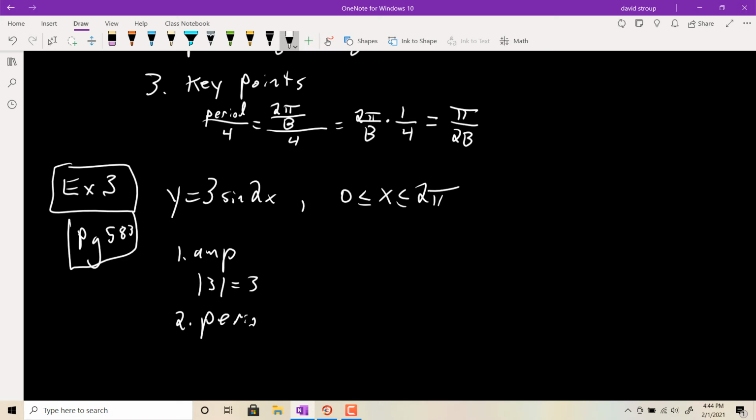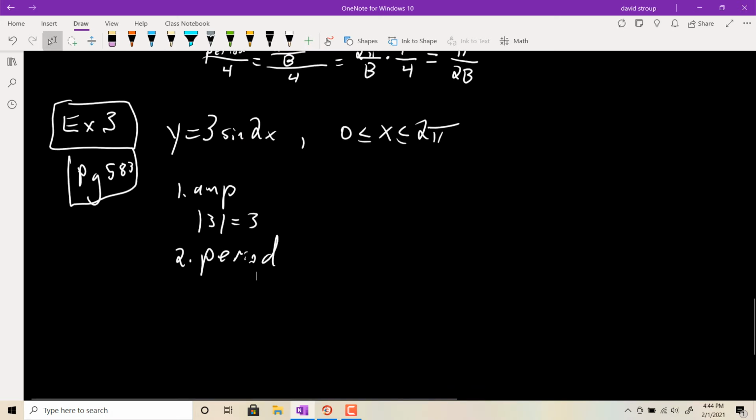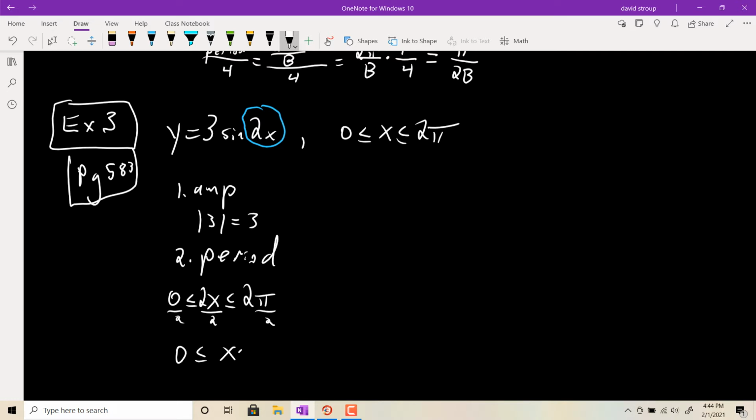The period then is a little different now. To get the period, what we do is take that 2x and wedge it in between 0 and 2 pi. Then divide everything by 2, so you get an x in the middle, right? 0 less than or equal to x less than or equal to pi. So our period is just pi minus 0, or in other words, pi.